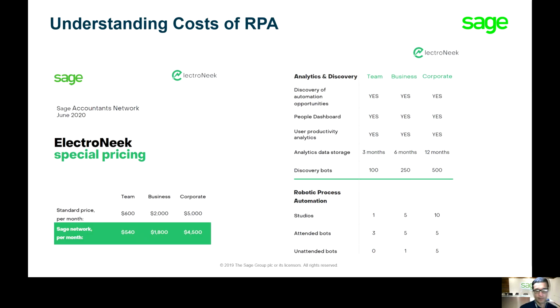Now, I really want to break down some of the costs. This is a great example of what we offer for the Sage Accounts Network for the United States. The pricing has changed, but this will give you a good idea. Before I break this down, I want to let you know what RPA looks like when it comes to the cost of acquisition.